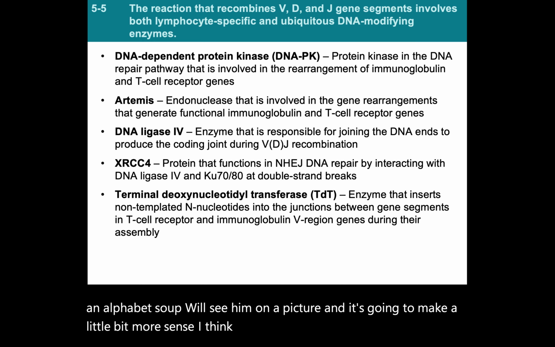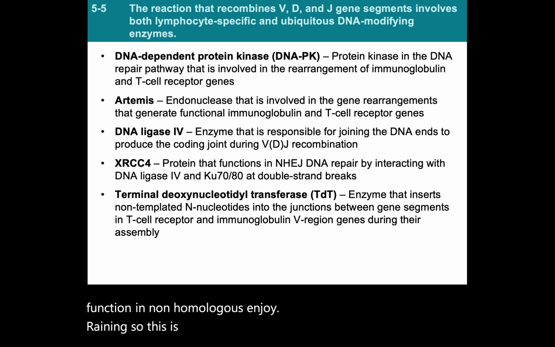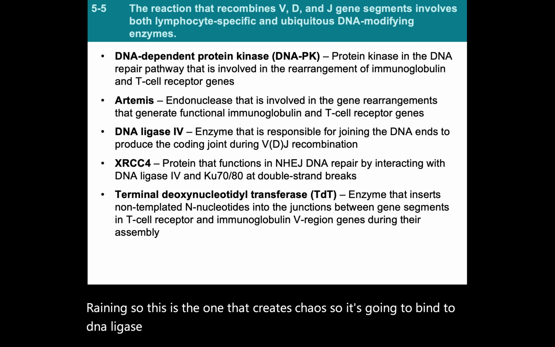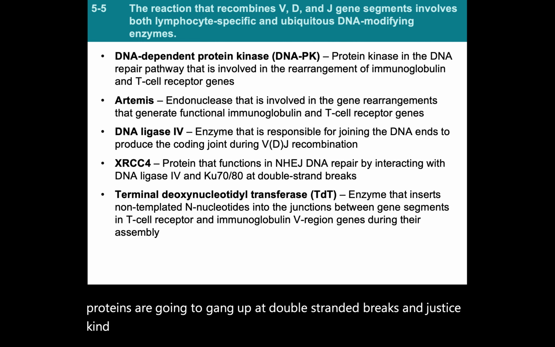XRCC4 is a protein that is going to function in non-homologous end joining. So this is the one that creates chaos. It's going to bind to DNA ligase 4 and the Ku70 or Ku80. All these proteins are going to gang up at double-stranded breaks and just kind of add and subtract things until they get a join between these strands.